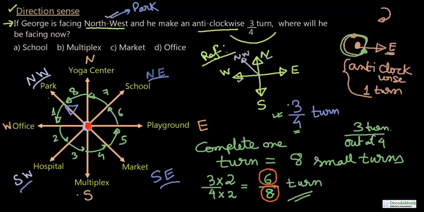So let us count the number of turns. 1, 2, 3, 4, 5, 6. After making these 6 turns, George will be facing northeast direction, and there is school over there. So the answer to this question is school. If George is facing northwest and he makes an anti-clockwise 3 by 4 turn, he will be facing northeast direction and there is school in the northeast direction. So the correct answer is option A, that is school.